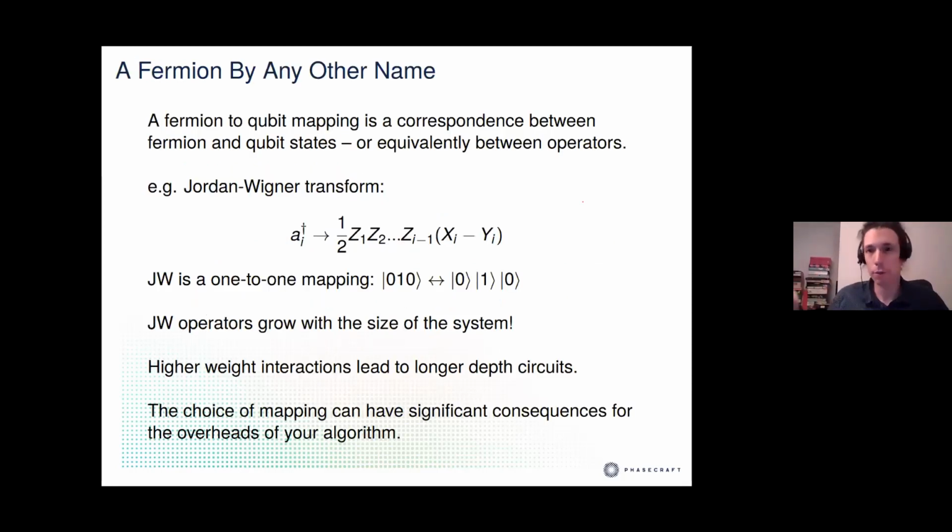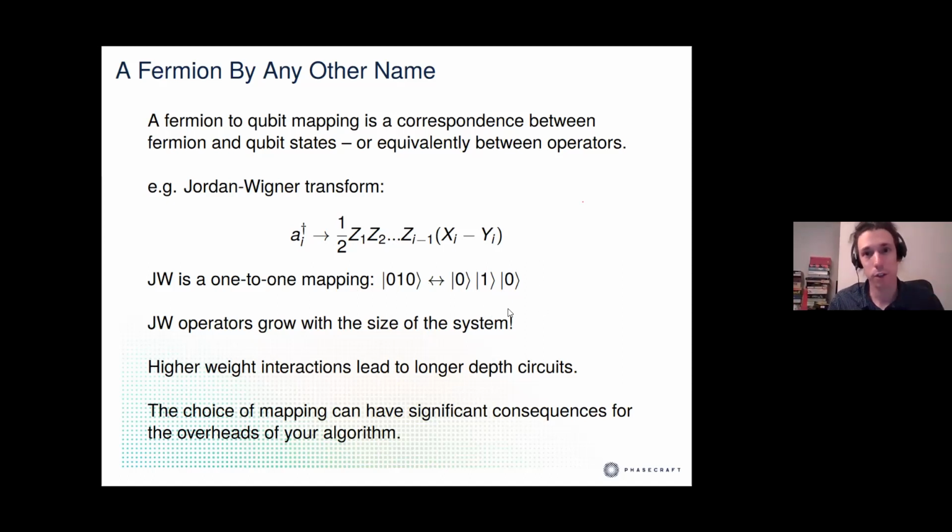Okay, so what's a fermion to qubit mapping? Well, a fermion to qubit mapping is a correspondence between fermionic states and qubit states. Or equivalently, you could say it's a correspondence between fermionic operators and qubit operators. A classic example of a fermion to qubit mapping is the Jordan-Wigner transform, which maps these fermionic creation and annihilation operators to long strings of Z's. And the Jordan-Wigner transform is a one-to-one mapping. It maps Fock states into computational basis states.